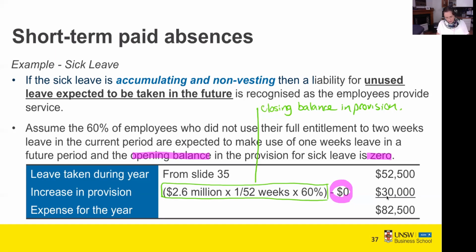So the closing balance in the provision account is 30,000, and the total expense for the year is 82,500.